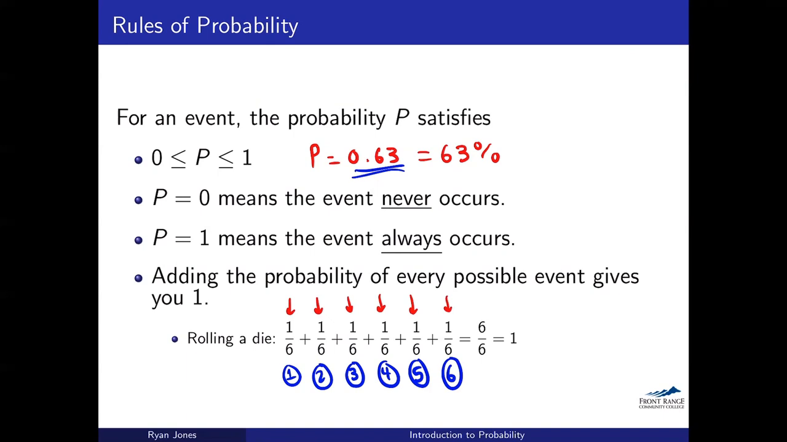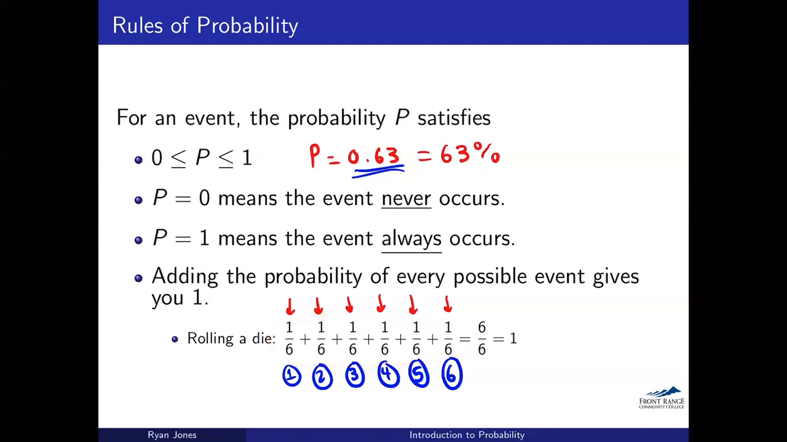The same would work if you were talking about flipping a coin or really just anything. If you add up all of the possible events and you add up those probabilities, you will get 1. If you don't, then you're either forgetting an event or you're not doing the addition correctly. So there you go. All right.